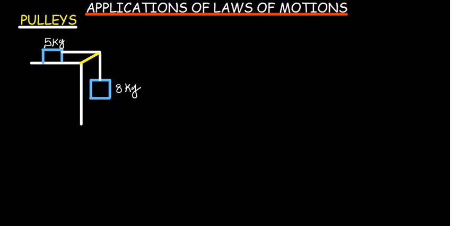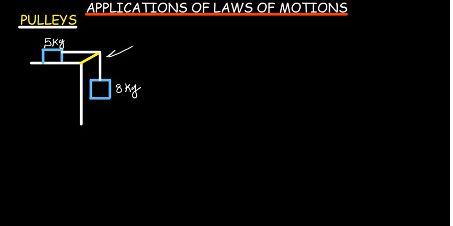So we are looking at applications of laws of motion, and we are starting with how to apply the laws of motion on pulleys. Here we've been given a pulley system. You have one block on a horizontal top of a building, and then you have got another one which is suspended, and these two are connected by a rope.